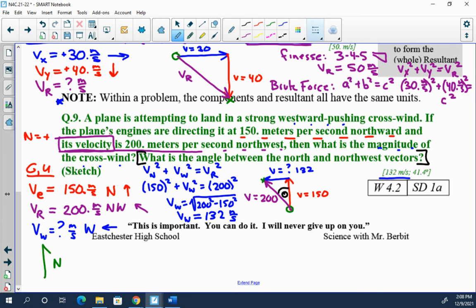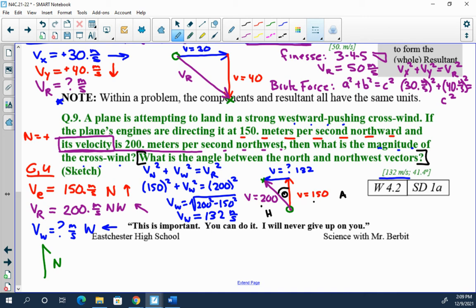Now, more than one way to skin this cat. You could use sine, cosine, or tangent. It doesn't matter. Personally, I would like to use what the problem gave me. They gave me the north and they gave me the northwest. Those numbers I can trust because I did not calculate them, they were given to me. And so with that in mind, the north is adjacent to the angle. The northwest is the hypotenuse. So we have adjacent and we have hypotenuse.